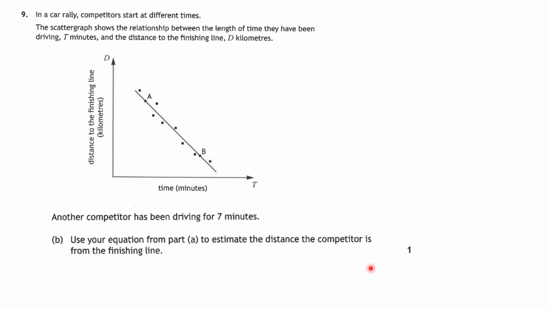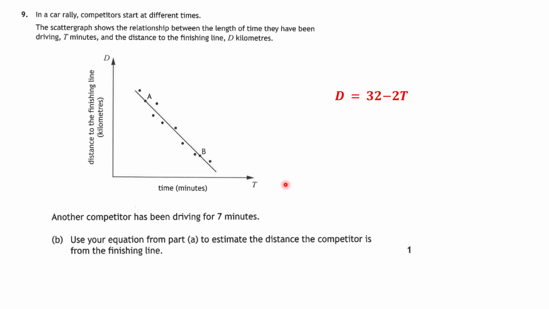There's a second part to this question. It says, another competitor has been driving for 7 minutes. Use your equation from part A to estimate the distance that the competitor is from the starting line, or finishing line, sorry. So we've got our equation from part A.